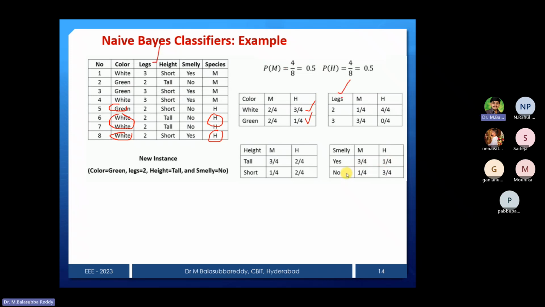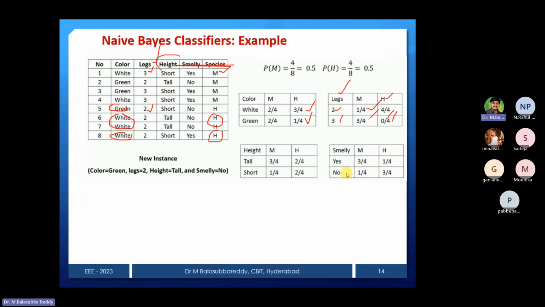This is the legs. And how many legs are different? Three legs and two legs. So two and three you can fill here. And the legs are two. How many times will it become species M, and how many times H? Like that you can fill in H and M as the instances.